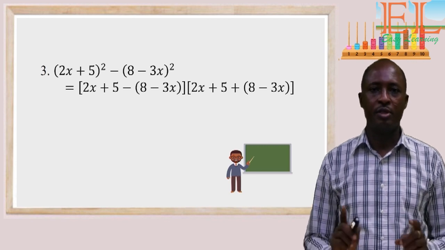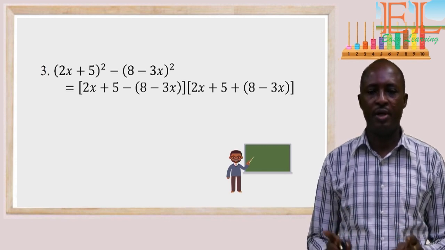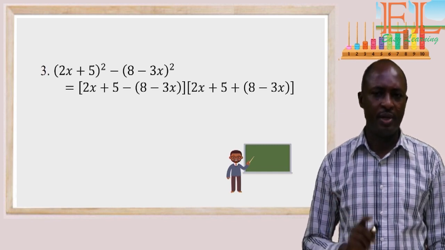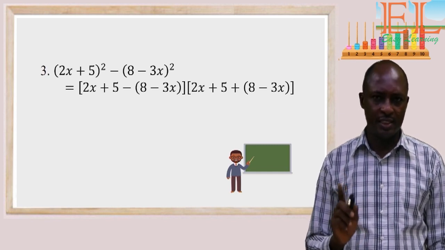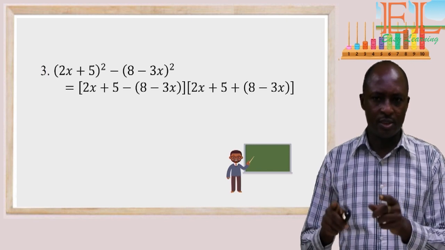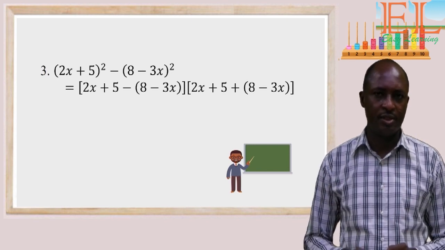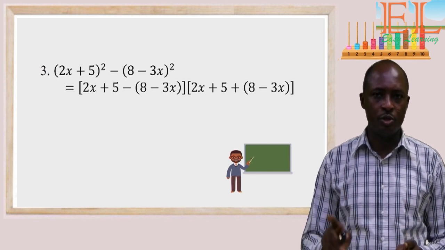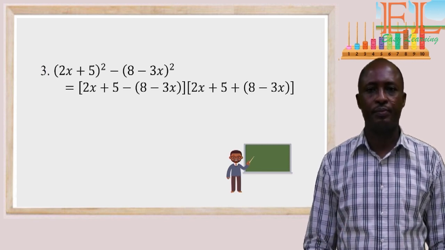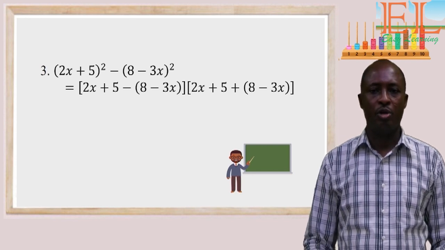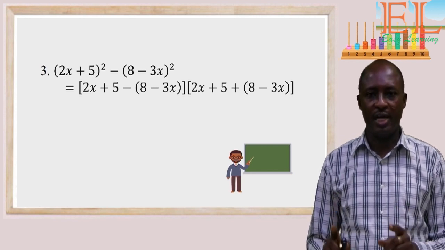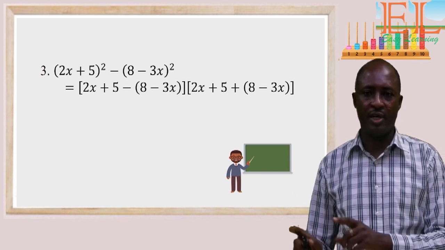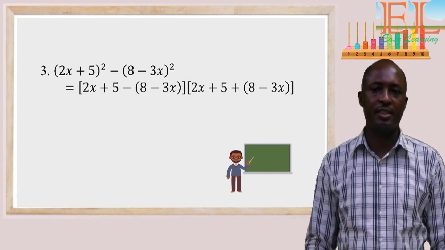I will now have 2x plus 5 minus 8 minus 3x. But remember, the 8 minus 3x should still be in the brackets, so that when you are expanding, the negative would be used very well. So I have 2x plus 5 minus 8 minus 3x times 2x plus 5 plus 8 minus 3x.